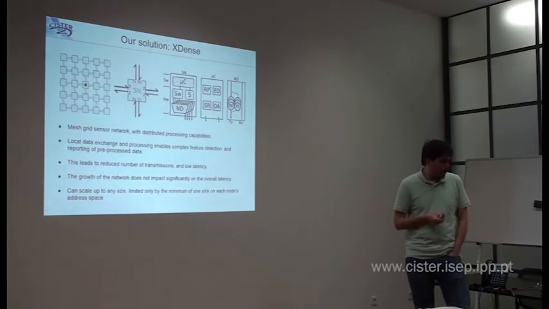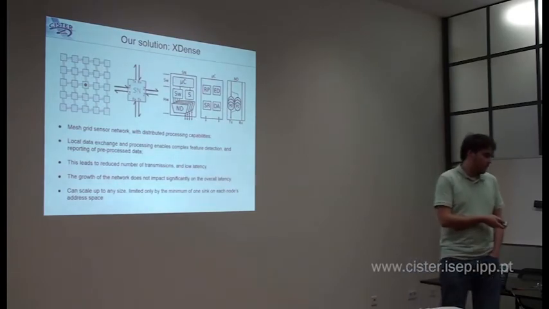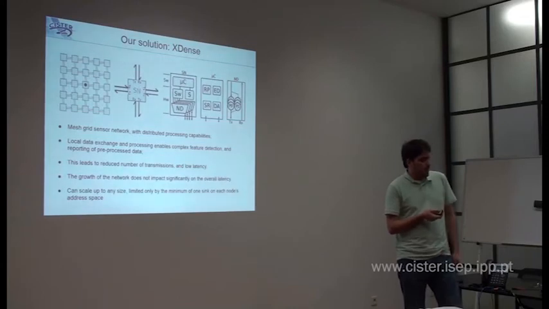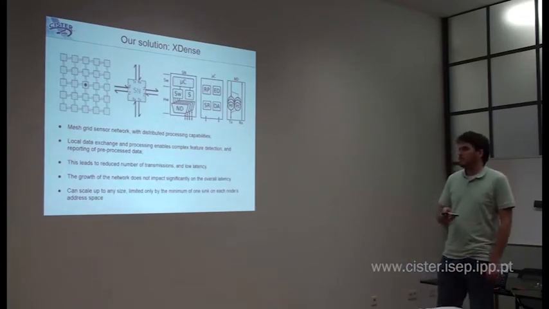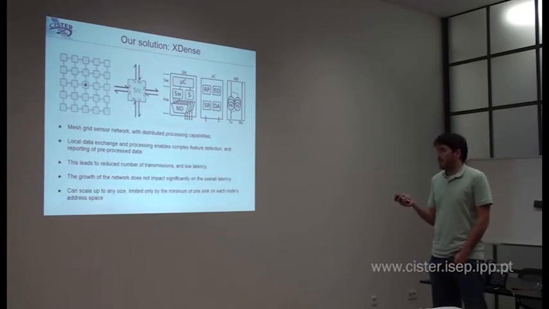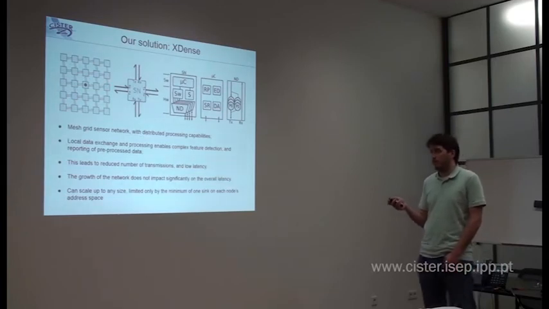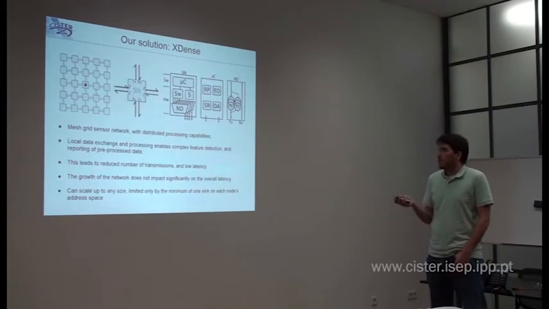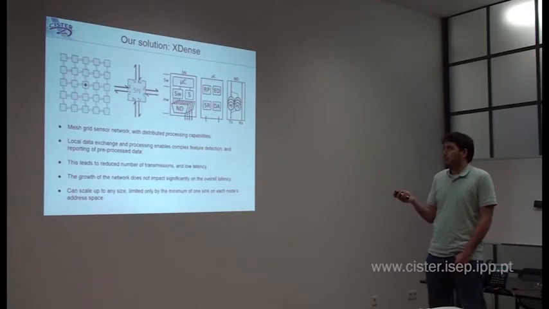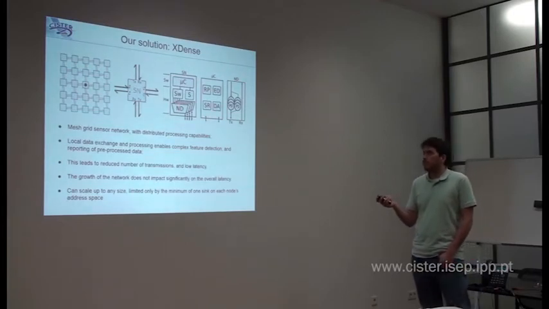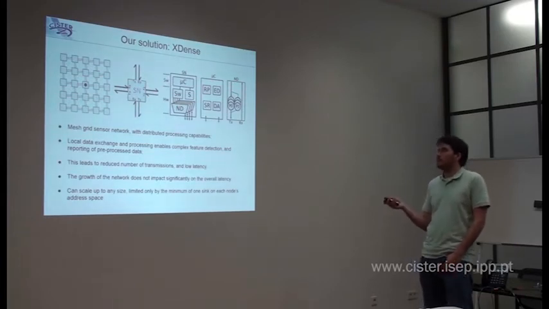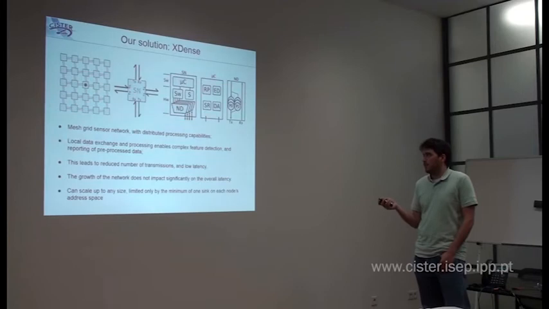So what we are proposing is this architecture which we call XDense. It's a mesh grid network in which each sensor has 4 network devices, which are ports connecting them to each of the 4 neighboring nodes. It has one switch which interconnects the net devices, so the nodes are able to forward messages without processing them on the hardware layer.